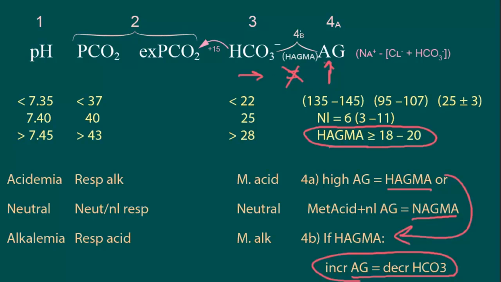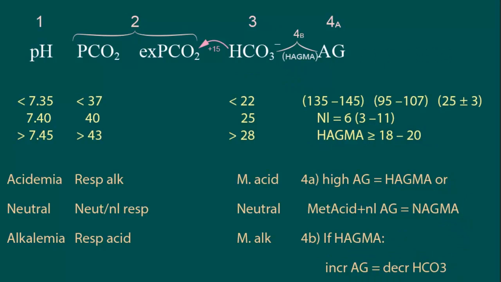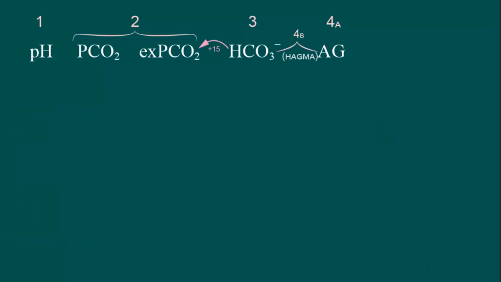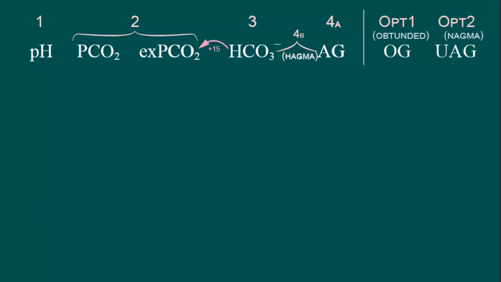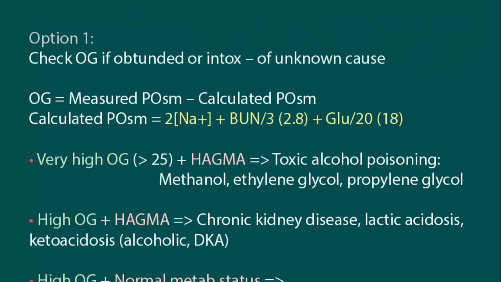So that there is the 4-step method. Now, there are two options that you need to do sometimes. We'll call it option 1 and option 2. The first one is if the patient is obtunded or intoxicated and you don't know why, you do an osmolar gap. You're familiar with this.